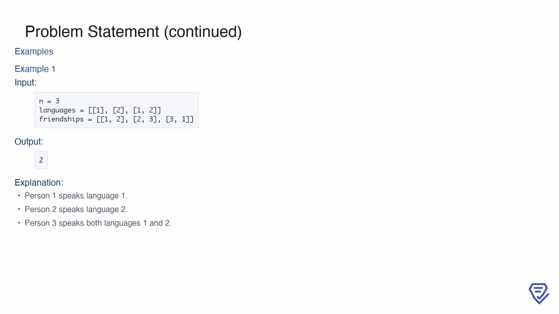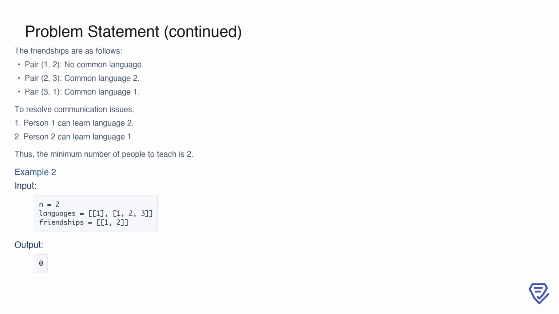Let's look at an example to better understand the problem. Suppose there are three people, and the languages they speak are given as follows. Person 1 speaks language 1, person 2 speaks language 2, and person 3 speaks both languages 1 and 2. Their friendships are represented as pairs. Person 1 is friends with person 2, person 2 is friends with person 3, and person 3 is friends with person 1. The output for this example is 2, meaning that two people need to learn a new language for everyone to communicate. We will explore the reasoning behind this in the next part of the explanation.